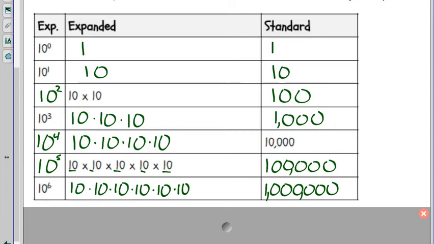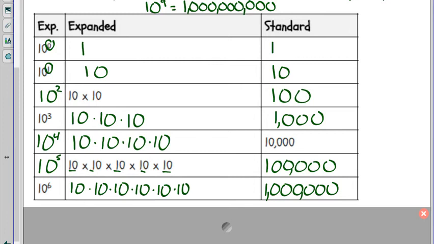What I want you to notice is the exponent tells you how many zeros you're adding to a 1. So this exponent of 0 tells you there are no zeros, and look, I have 1 with no zeros. The 1, I have 1 zero. The 2, I have 2 zeros. The exponent of 3, I get 3 zeros, and so on and so forth. So if I had, for instance, 10 to the 9th power, I don't even have to think about it. It's a 1 with 9 zeros, or 1 billion.